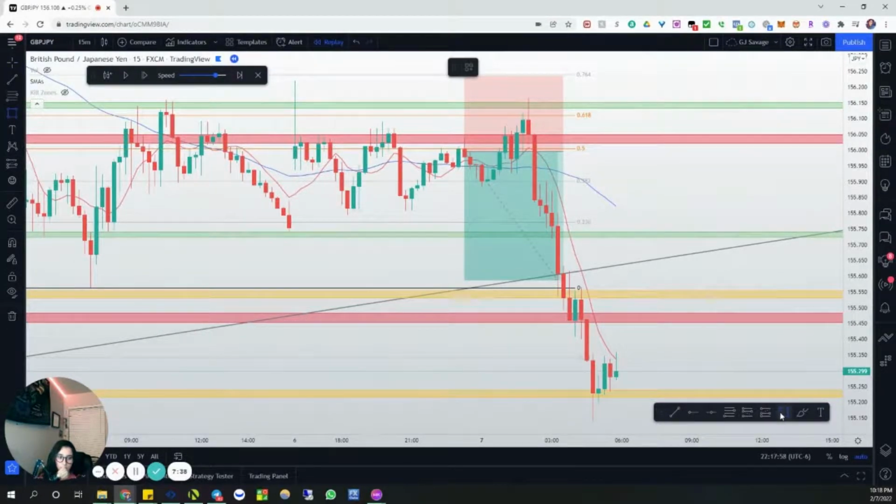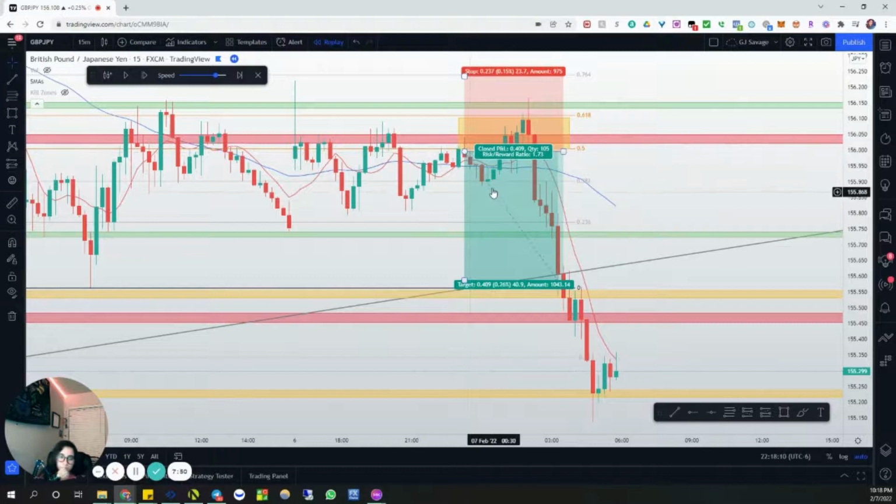Where is this? I don't know why this thing's being so laggy. I don't know if you guys can see that too. All right, our golden zone right there. And took that trade. Boom.